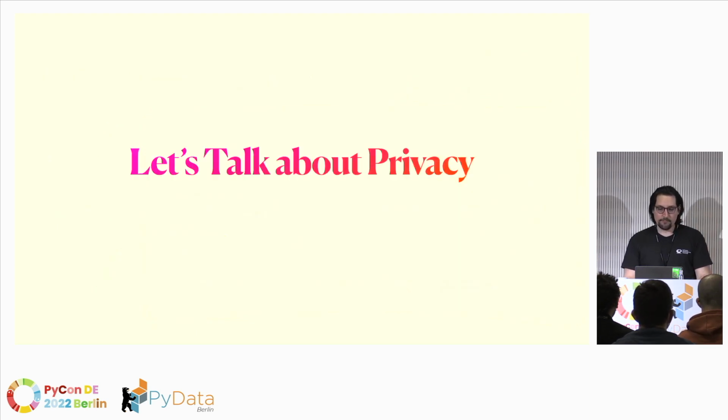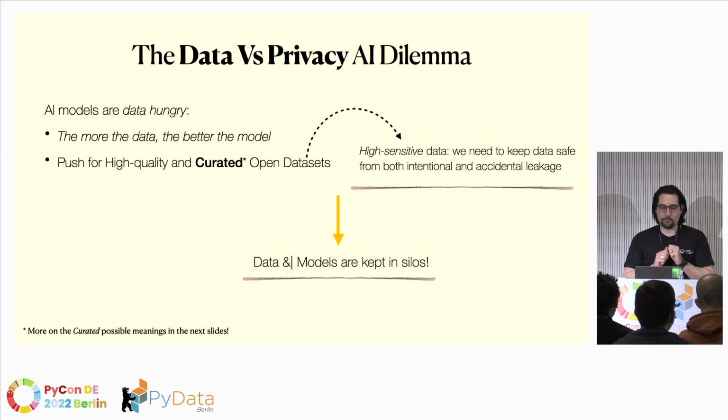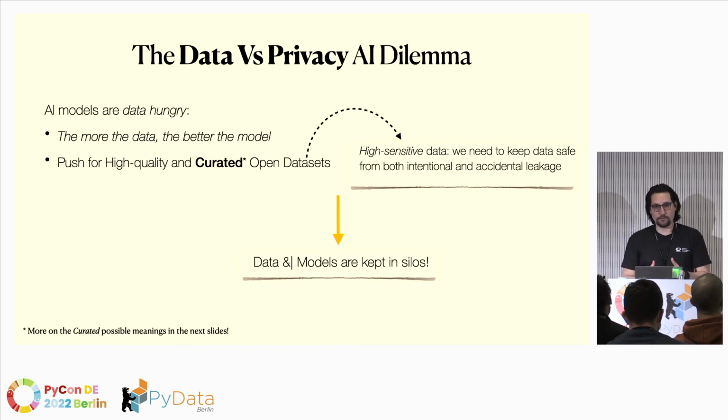Good. Now, finally, let's talk about privacy very quickly. And what's the deal with privacy? The thing is that AI models are indeed data hungry, and so typically the more data you have, the better the model. And there is indeed a push in the community for high quality and curated datasets. The problem is when this dataset contains data you're not allowed to see, data that you cannot process because they're sensitive. And so there might be different solutions.